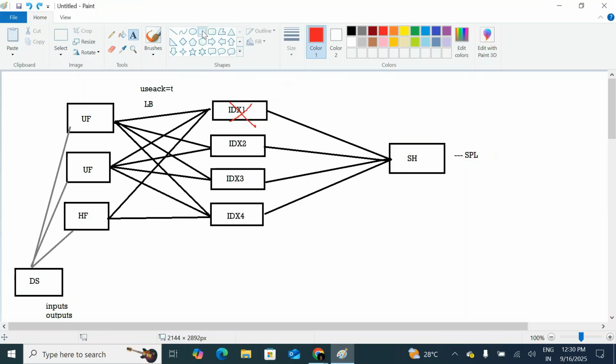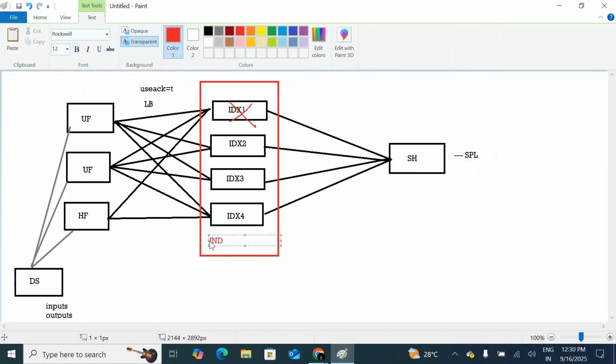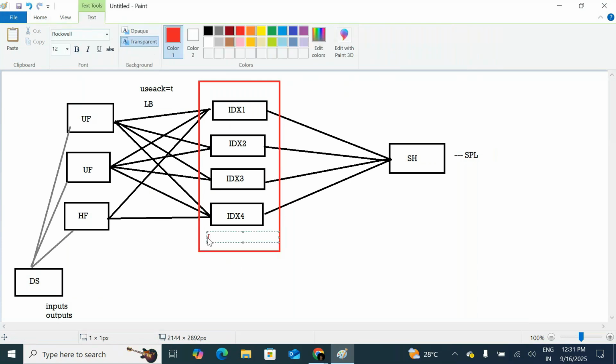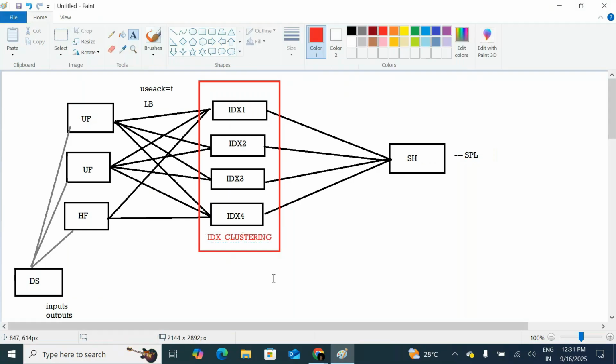So for that, they will use clustering. What is that? Clustering. We call it indexer clustering, IDX cluster. So what is the use of clustering? Clustering is helpful for maintaining the high availability of data. What is the use of clustering? To maintain the high availability of data. IDX cluster.